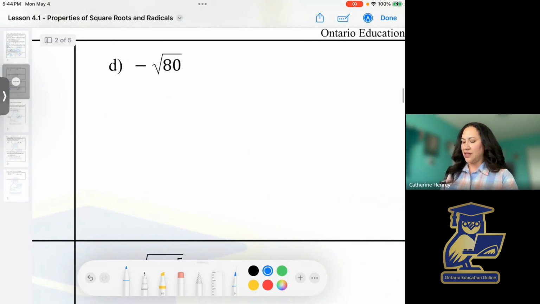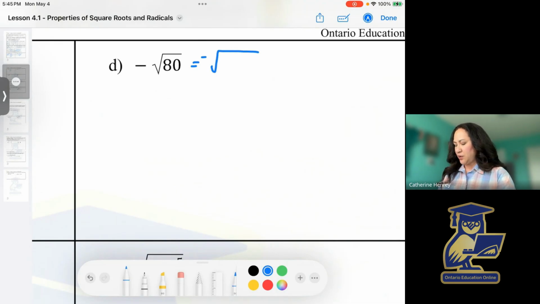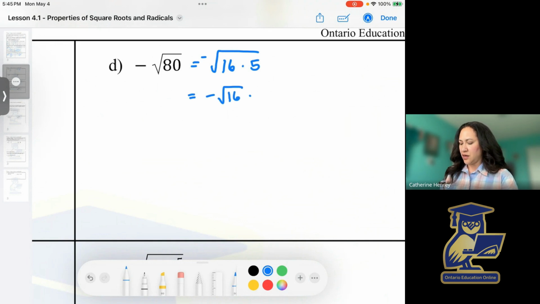Over here, we have negative square root of 80. Let's start to split this up. We have the negative sign out here, and I believe 16 times 5 would give me 80. So that'll be negative square root of 16 times the square root of 5. Square root of 16 is 4. Don't forget that negative sign. It's negative 4 times the square root of 5. There we go.